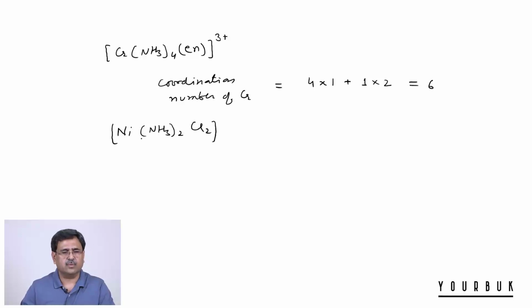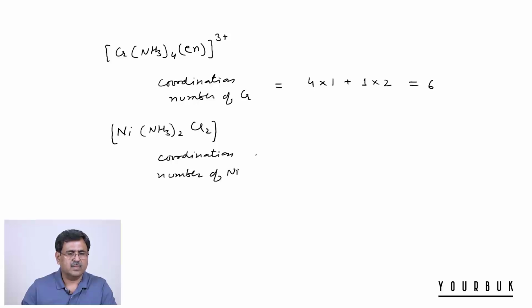So our aim is to find the coordination number of nickel. So the coordination number of nickel in this complex is equal to, we have 2 NH3 ligands present, each with a denticity of 1. We have 2 chlorido, each with a denticity of 1, and this sum is equal to 4. So we can say coordination number of nickel in this complex is equal to 4.